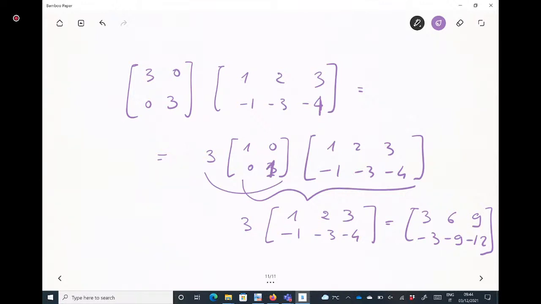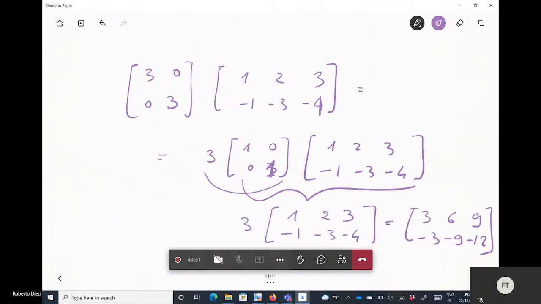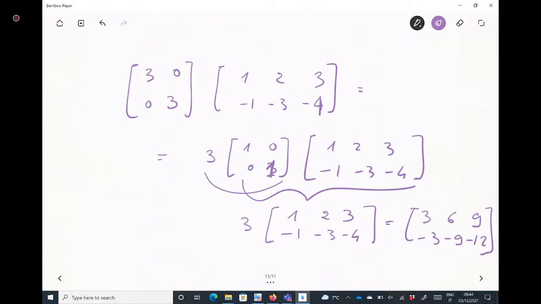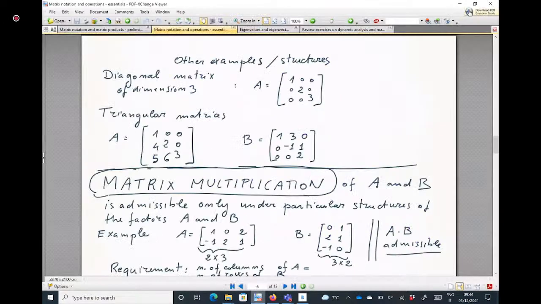Okay, so basically, remember that when you have identity matrices, scalar matrices, you can simplify computations with a little bit of algebra of matrices, without actually computing based on the rule of the matrix product. Okay.